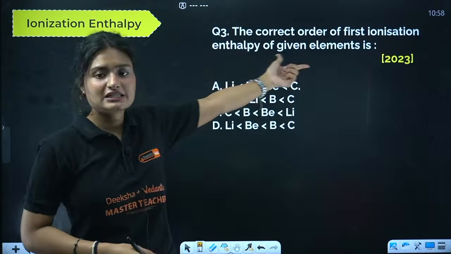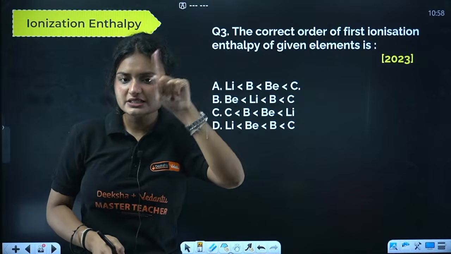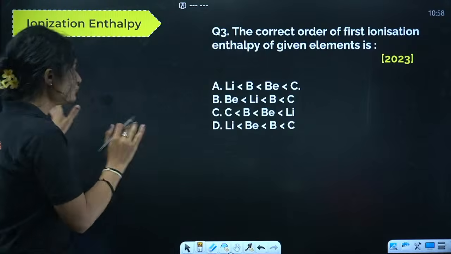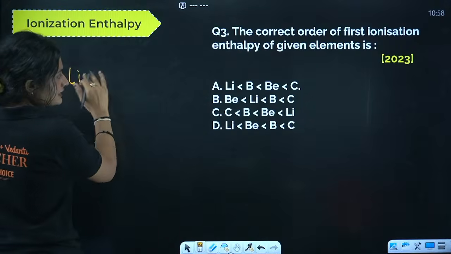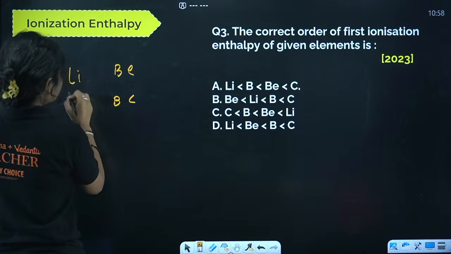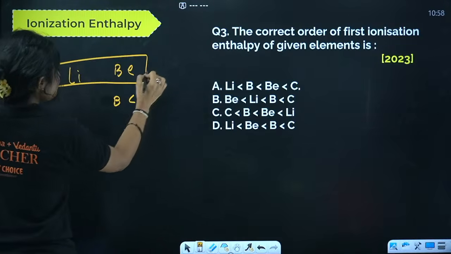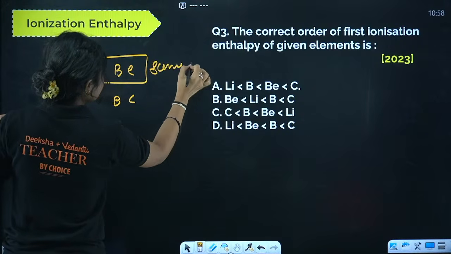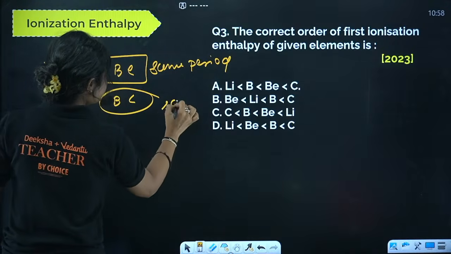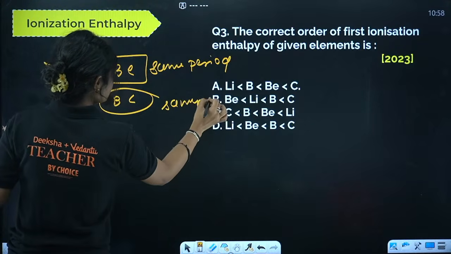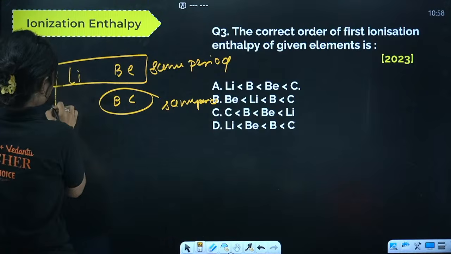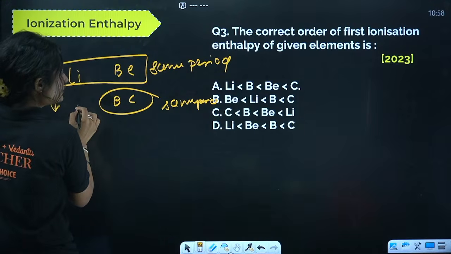Next, ionization enthalpy. Correct order of first ionization enthalpy, which means we need the increasing order. We are talking about elements: lithium, beryllium, boron and carbon. They belong to the same period, but the groups are different.